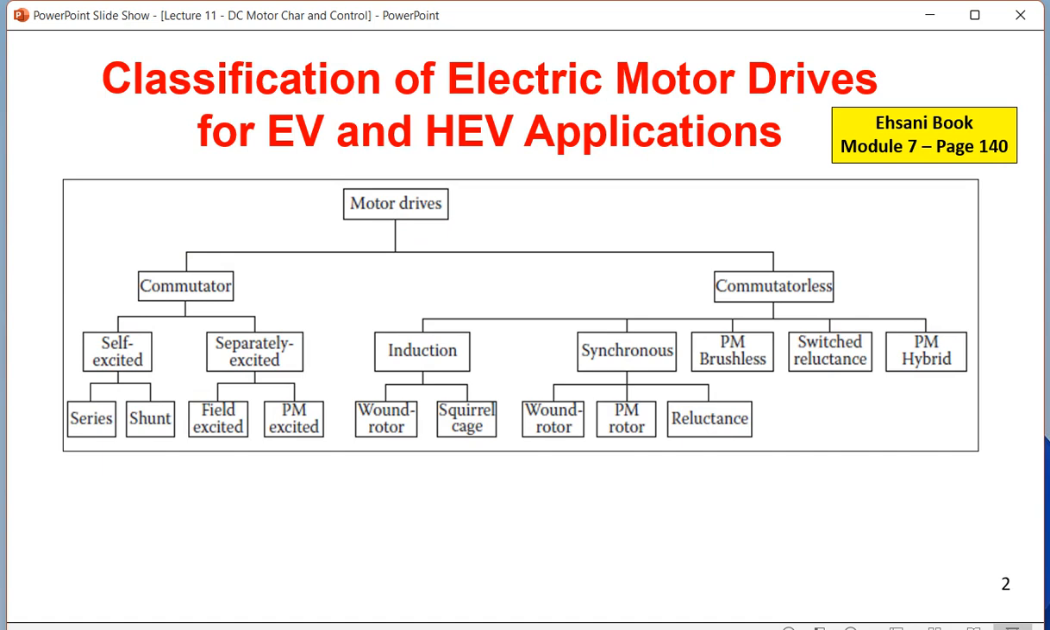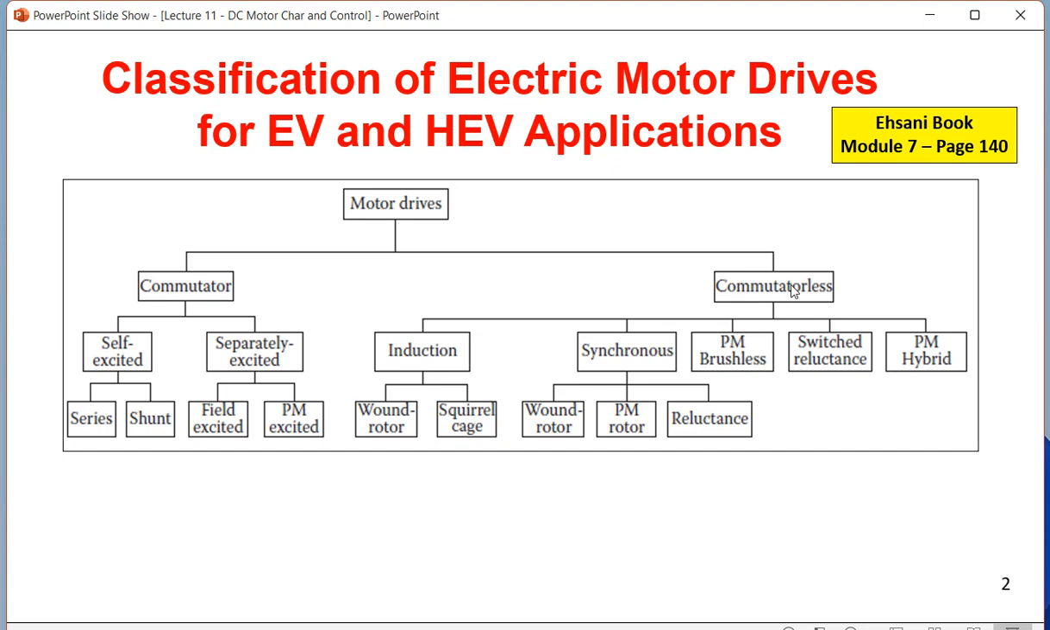Here is a classification of electric motor drives. On the left side it is the motor with commutator, that means the conduction type DC motor: self-excited and separately excited. Self-excited means only one DC source supplies series and shunt, that means armature and field. Separately excited means two different DC supplies, one supplying the field and another supplying the armature. Another is called PM excited, that is permanent magnet excited. In the PM excited motor there is no field coil, so the PM excited motor is lighter.